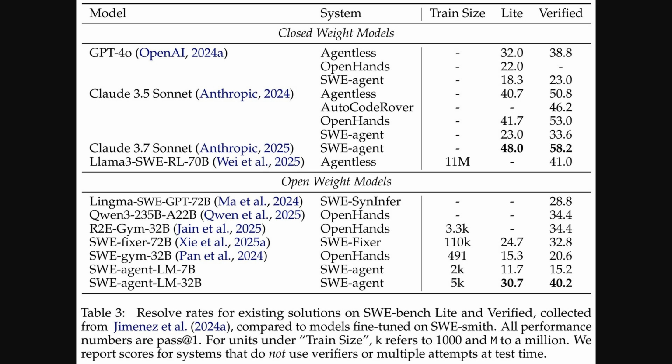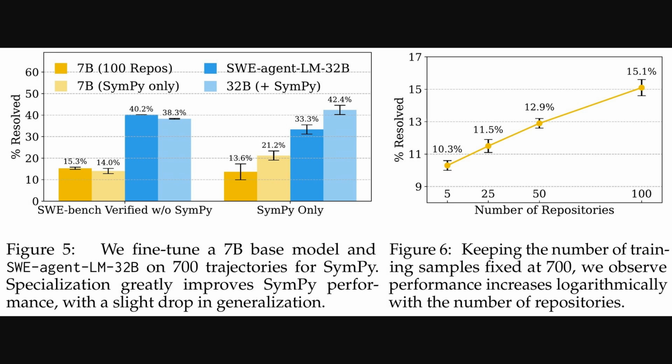Okay, so after seeing how efficiently SWE-smith produces data, this table demonstrates the impact of that data on model performance. It compares various language models on the SWE bench Lite and Verified benchmarks, measuring their pass at one resolve rate. We see results for closed weight models, which are proprietary, and open weight models, which are publicly available. Crucially, the SWE agent LM32B, an open weight model fine-tuned on just 5,000 SWE-smith instances, achieves a 40.2% pass rate on the Verified test. This is a top-tier performance for open models, really underscoring the quality and effectiveness of the SWE-smith generated training data.